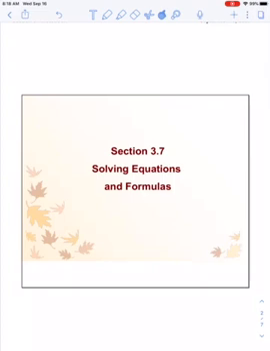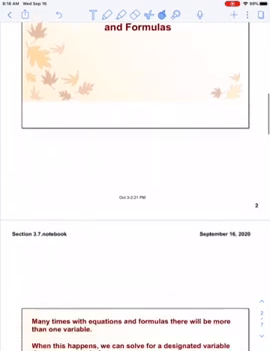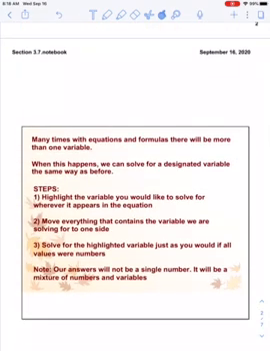So 3.7, what we're doing is we're still solving equations, but we're solving equations that have more than one variable in them. So if you have more than one variable in an equation, you can solve for a specific variable. You have to be told which variable you want to get by itself, and your answers are going to look different. They're not just going to be a single number anymore. They're going to have variables in them. So they look a little different, but the process is the same, okay?